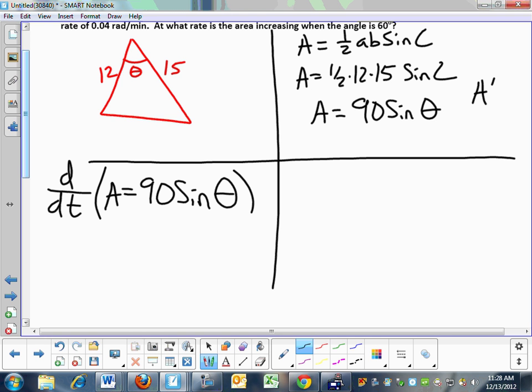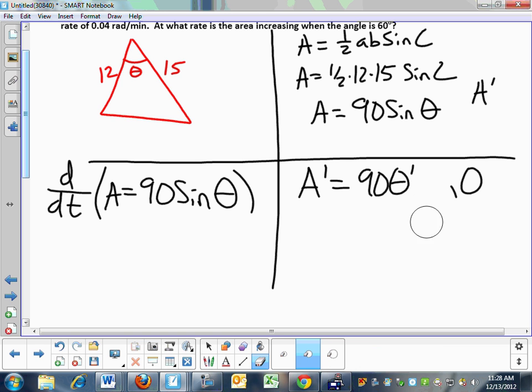Yes, I do need to use the chain rule again, but when we do that, what do you think is going to pop out front? The theta prime. So the derivative is actually very easy. We get A prime is equal to 90 theta prime times sine of theta. I'm sorry, cosine of theta.